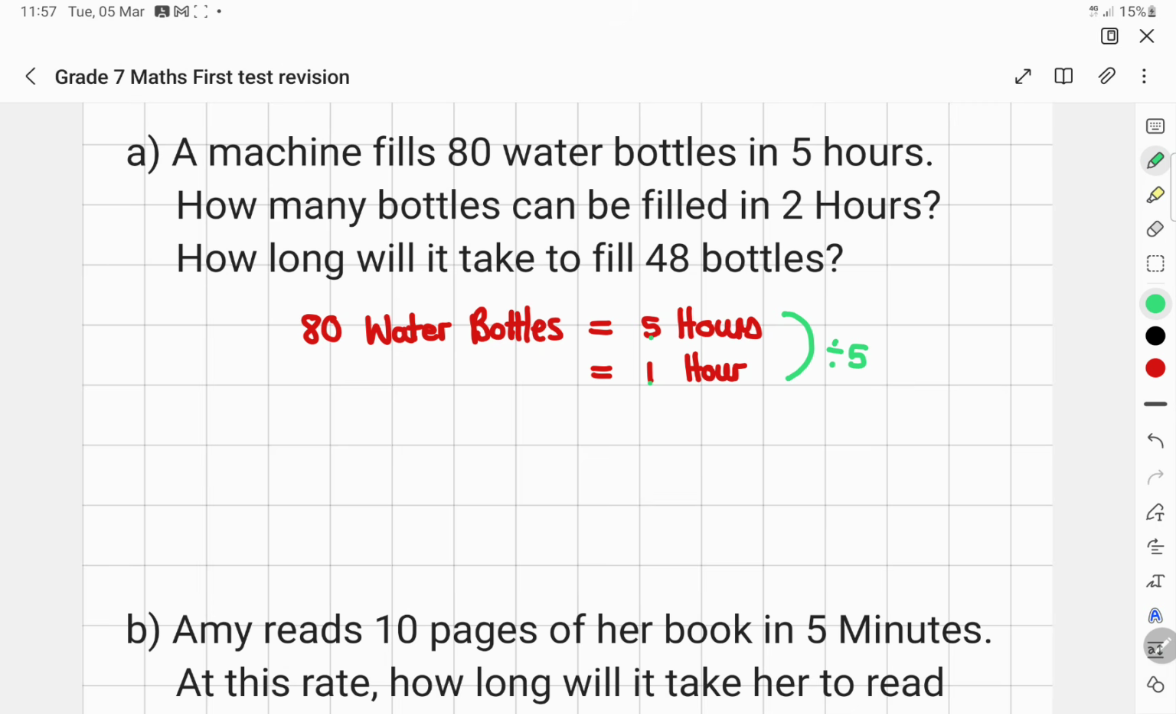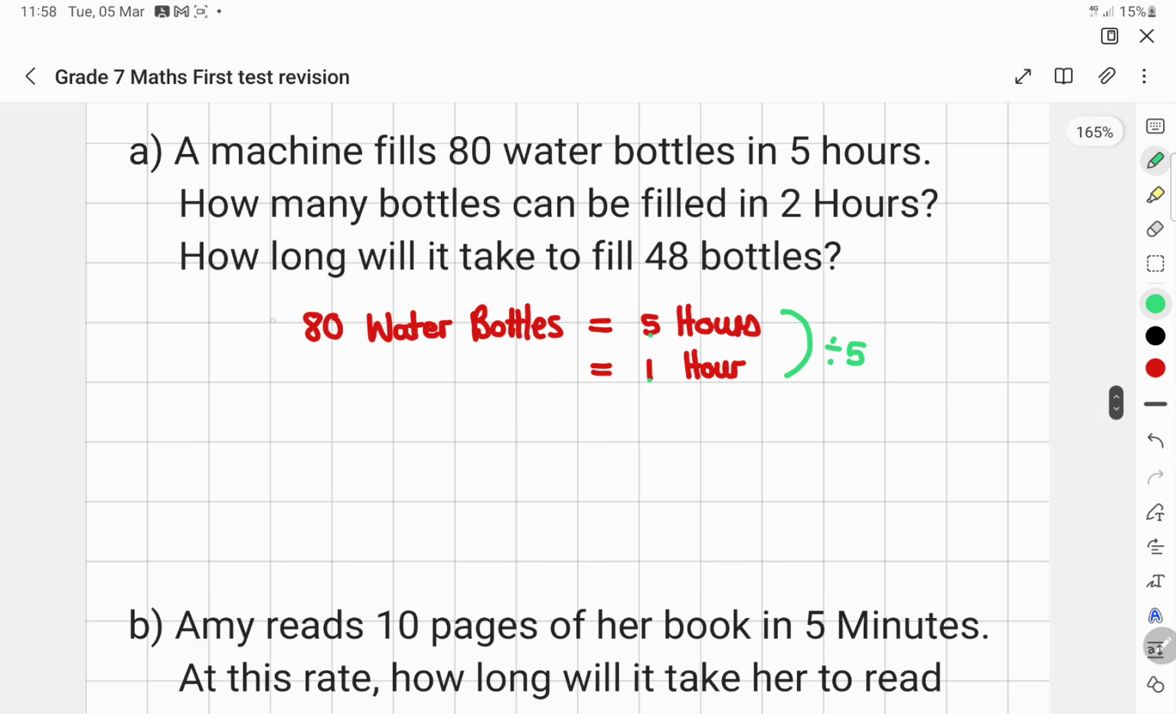And because this is a direct proportion, which you'll still learn about in grade 8 and 9, because the more water bottles, the more hours it will take to fill 80 water bottles in 5 hours. Yes, because the machine fills the water bottles, so anyway, it's a direct proportion. Don't stress about that. And now if we want to know how many water bottles does he do per hour, you're also going to divide this side by 5.